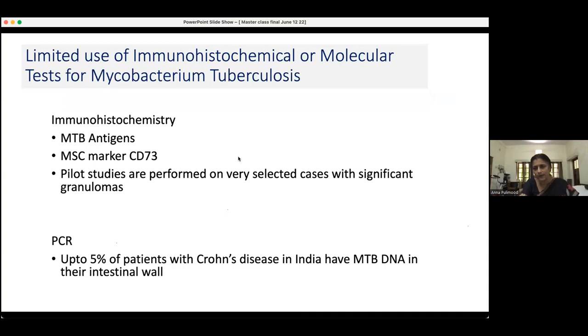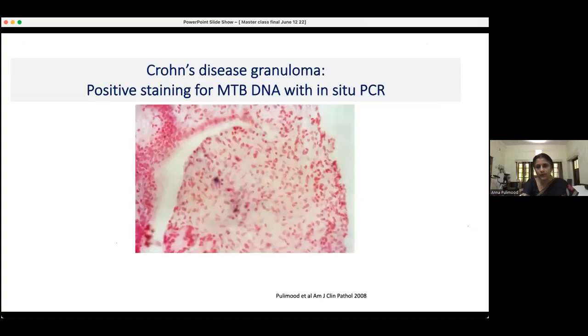Immunohistochemistry and PCR also have limited use for the diagnosis of TB when you look for MTB, because even patients with Crohn's disease can have MTB in the intestinal wall. Here we did a staining of tissue sections with in situ PCR. We put the primers onto the tissue itself and did the PCR on the tissue, and we got positive staining for MTB DNA even in a Crohn's disease granuloma. This is for different reasons. You can have tuberculous bacteria in a Crohn's disease granuloma.